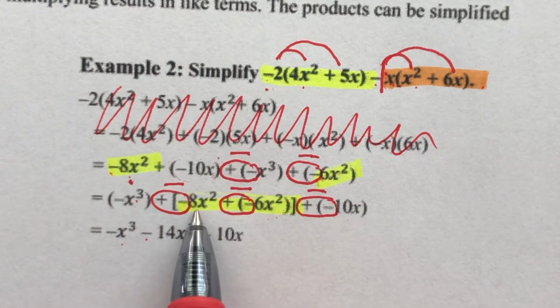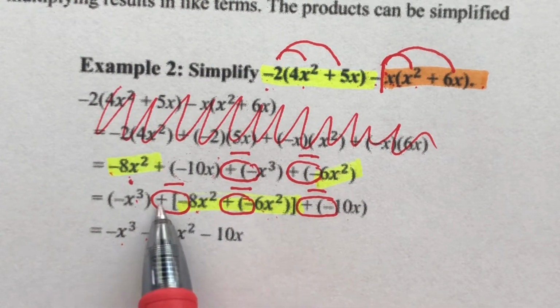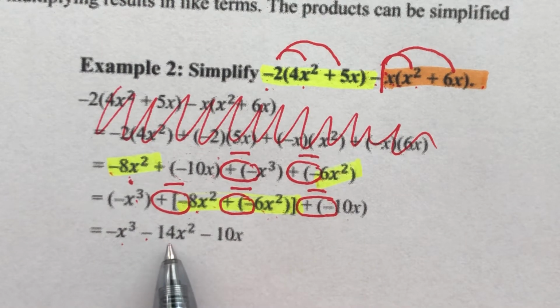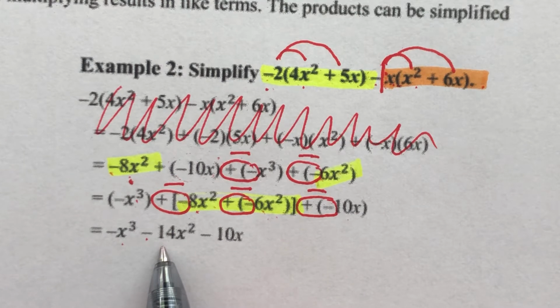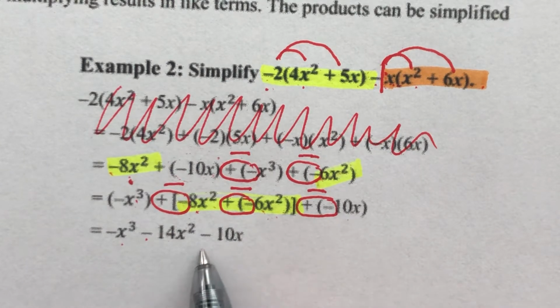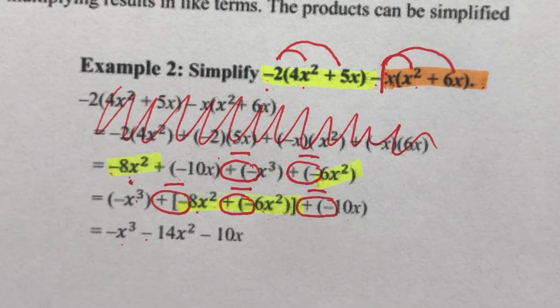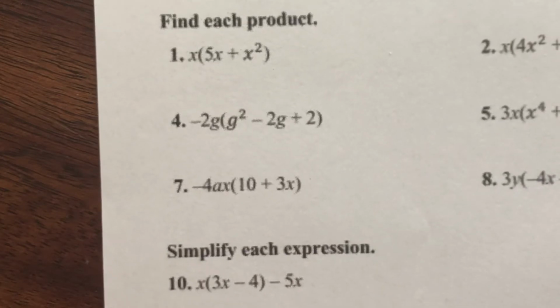Minus 8x squared minus 6x squared. Negative 8x squared minus 6x squared is negative 14x squared. So negative x to the third minus 14x squared. And then we still had this minus 10x hanging off the end. All right, well, we're going to do some examples. If that was confusing to you, we'll do some examples. The rules are the same. They don't change, so it is consistent here.